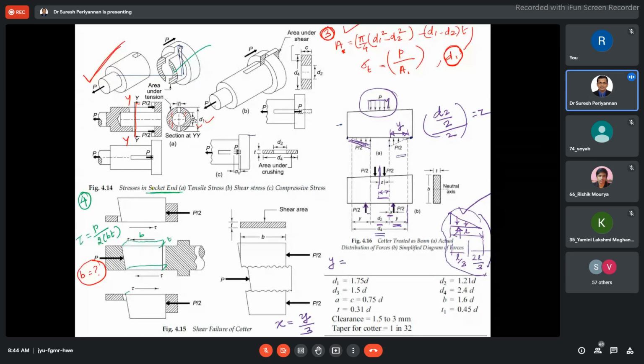Y is nothing but D4 by 2 minus D2 by 2. That's all. See here, (D4 minus D2) divided by 2. Now, X is nothing but Y by 3. Then (D4 minus D2) divided by 6. So simplify this, then X is equal to (D4 minus D2) divided by 6.